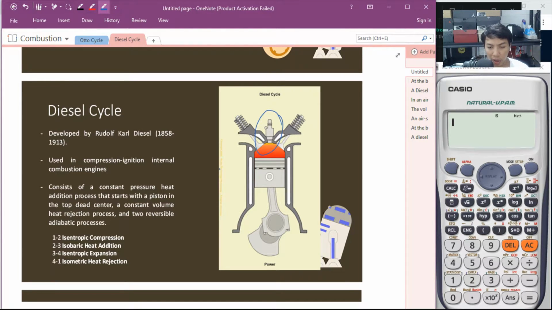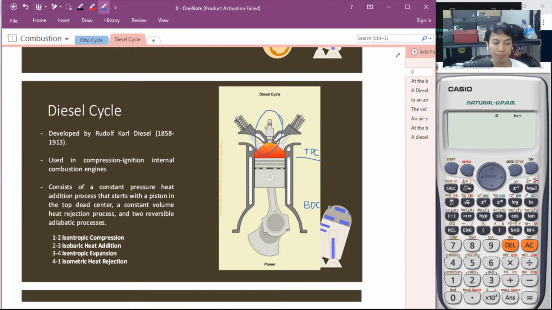Now, you also have 4 points here. This cycle consists of 4 processes, the first of which is a constant pressure heat addition process, and it starts with the piston at top dead center. The top dead center is up here, TDC. Here is the bottom dead center. Then a constant volume heat rejection process, and 2 reversible adiabatic processes where the compression and the expansion of gas happen isentropically.